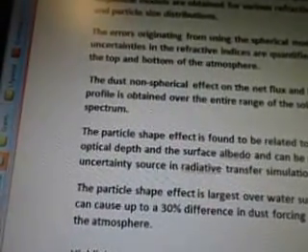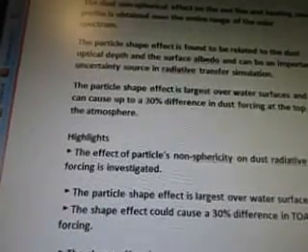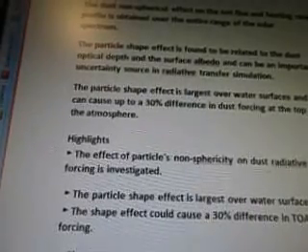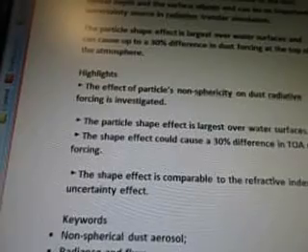The dust non-spherical effect on the net flux and heating rate profiles obtained over the entire range of the solar spectrum. The particle shape effect is found to be related to the dust optical depth and the surface albedo, and can be an important uncertainty source in radiative transfer simulation. The particle shape effect is largest over water surfaces and can cause up to 30% difference in dust forcing at the top of the atmosphere.